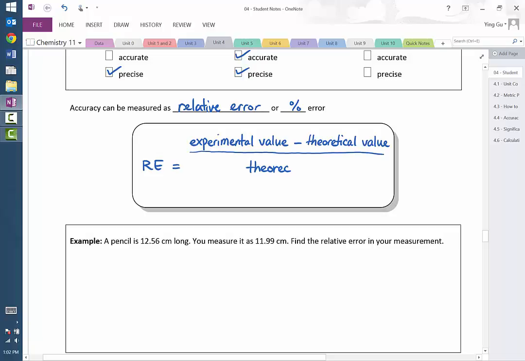because you are comparing how far you are to the true value. We do that and then we multiply that by 100.